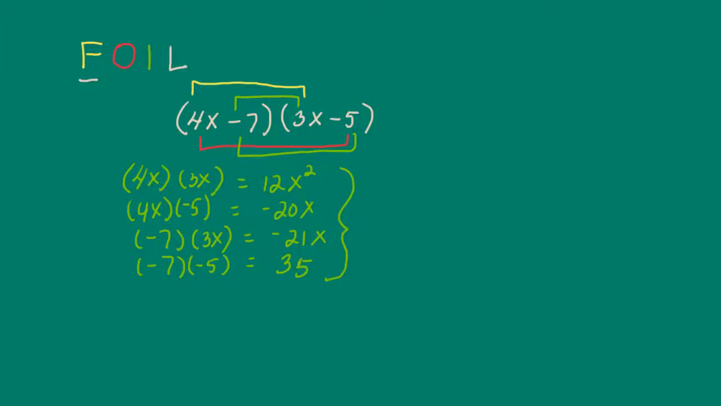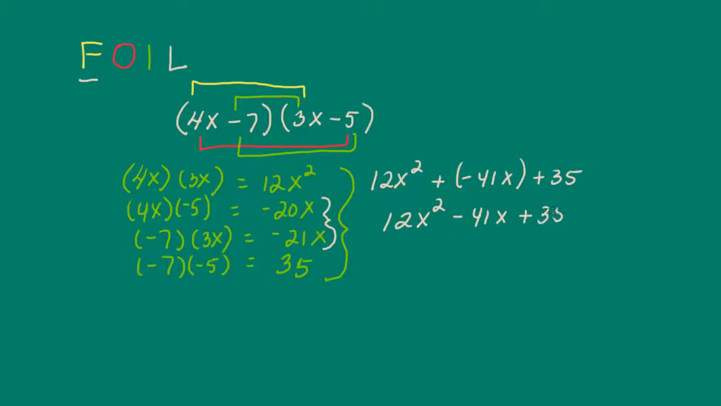So we have 12x squared, and here we have two like terms. So a negative 20x plus a negative 21x is going to give us a negative 41x. So we have plus a negative 41x, and then finally plus 35. So let's clean this up a bit. We have 12x squared minus 41x plus 35.